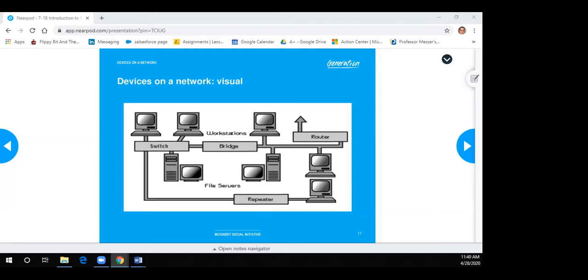A switch, as we stated before, is where all the actual devices will connect into the LAN to be able to use the resources within the LAN, including a router if the router is connected within the LAN. Any questions?